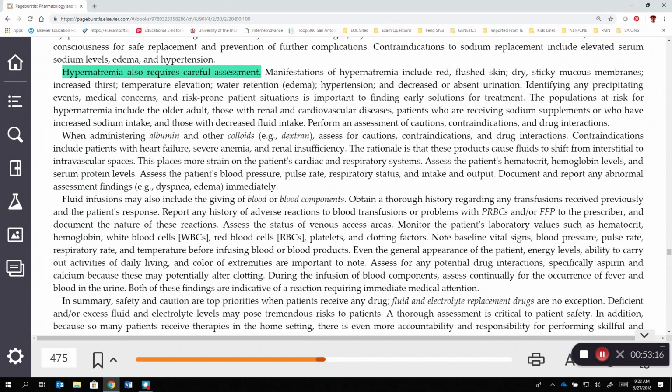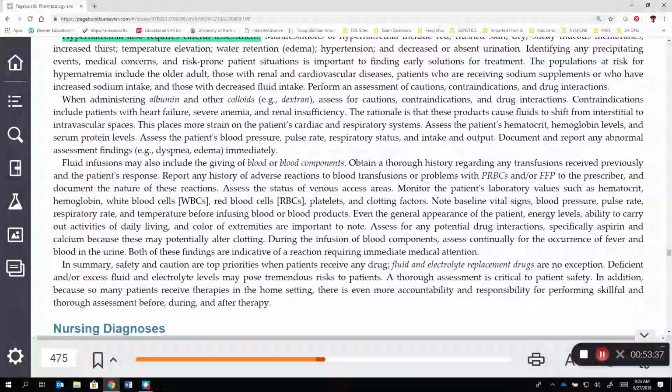It's all over. It's in the face, in the neck, in the shoulders, in the chest, in the arms, the legs, everywhere. They can have hypertension because there's so much pressure now. And they may have decreased or absent urination. Anuria would be absent urination. And in that case, you know you've got to start treating this patient.